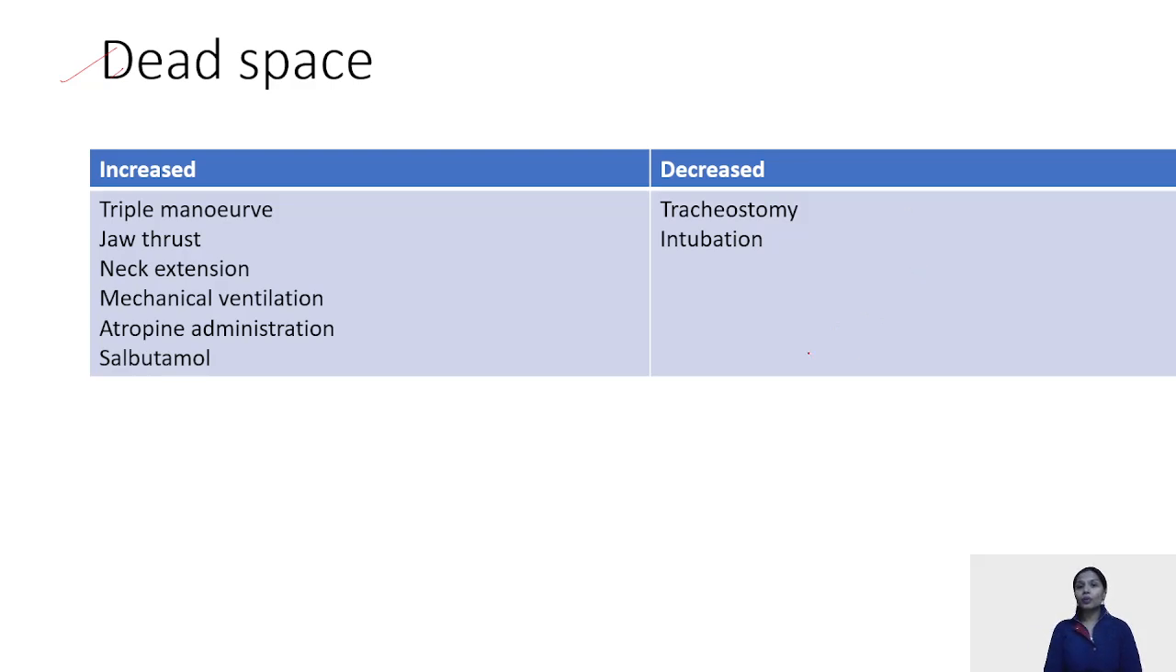Now, what decreases the dead space? The ET tube, the definitive airway that we form, decreases the dead space, plus your tracheostomy. These two are going to decrease the dead space because the volume of your endotracheal tube is lesser than the volume of your natural airway passage.